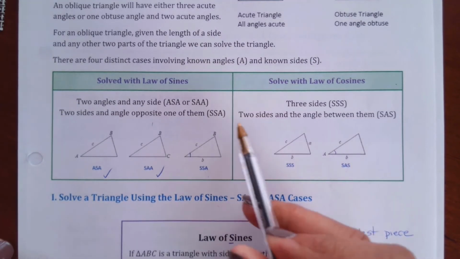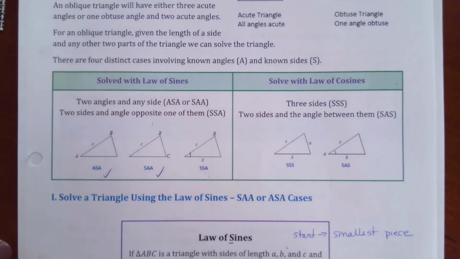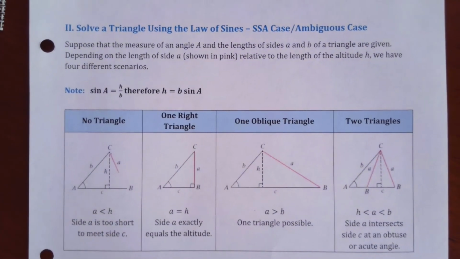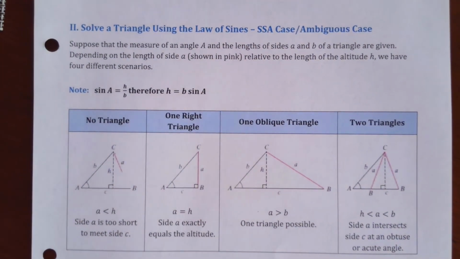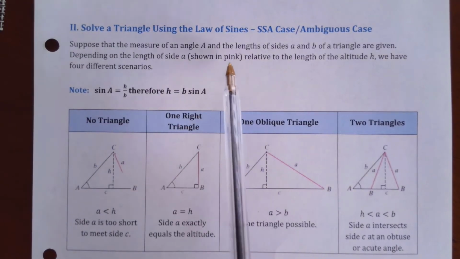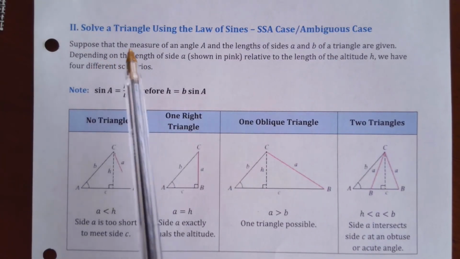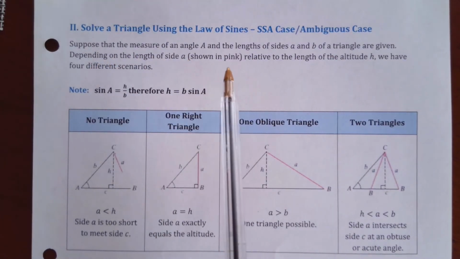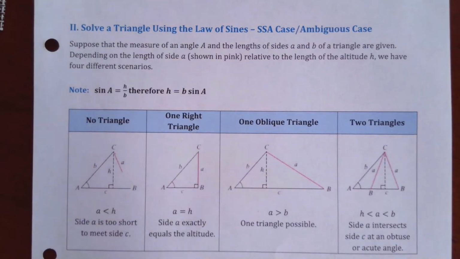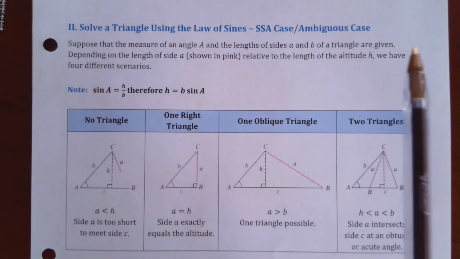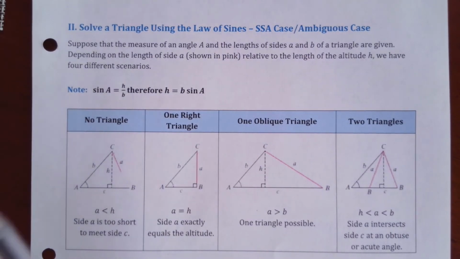All right, so we are looking at this, which is called an ambiguous case because there are several things that could happen. It says, suppose that the measure of angle A and the lengths of sides a and b of a triangle are given. Depending on the length of side a, shown in pink or red, depending on your printer, relative to the length of the altitude h, we have 4 different scenarios.